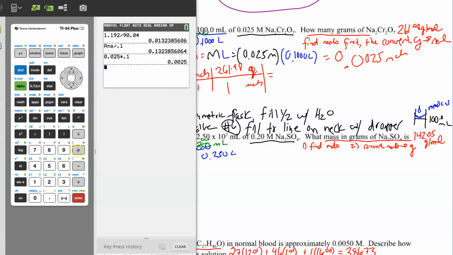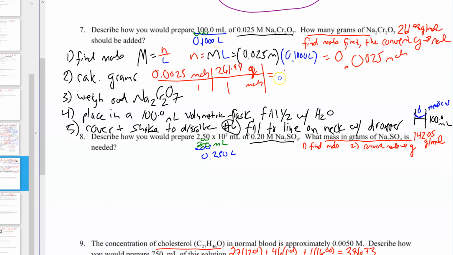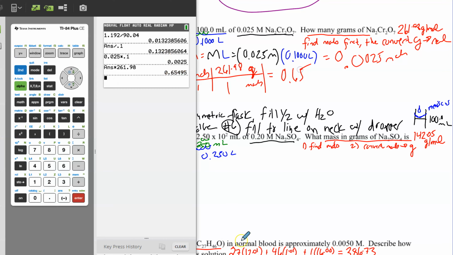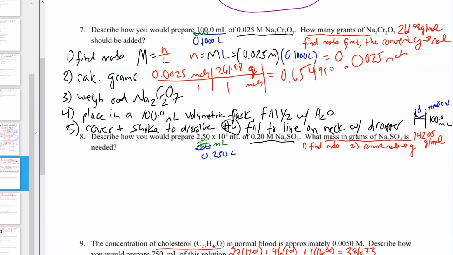Take out your calculator, times 261.98. And it's going to be 0.65495. Okay, now that's how many grams we get theoretically, but how many are we actually going to be able to measure? We've got 4 sig figs, but here there's only 2 sig figs. So it's kind of telling me that maybe my scale is only precise to 2. So here's my 2 sig figs. This is actually 0.65 grams.